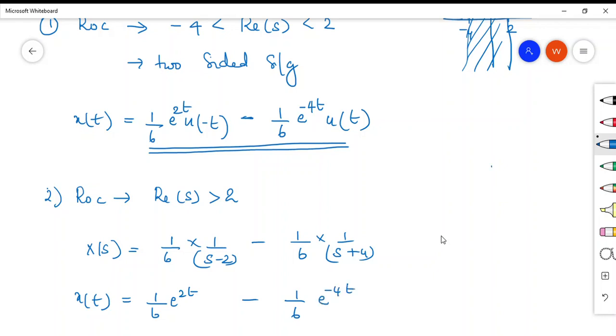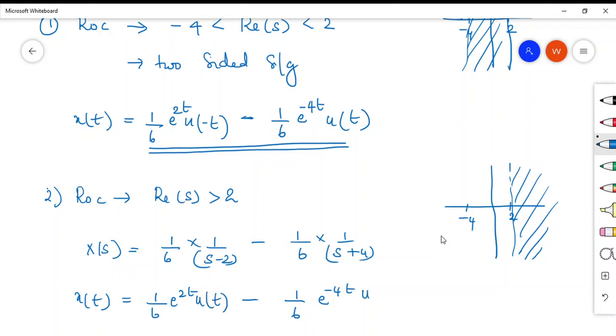Now you have to draw it and see. This is coming like this, no? 2 and minus 4. So this is 2, minus 4. Now here the ROC is given as to the right of the rightmost pole. Real part of s greater than 2 means the ROC is to the right of the rightmost pole. So according to the property of region of convergence, if the ROC is to the right of the rightmost pole, then it is a right sided signal. So right sided signal means it will be u of t.